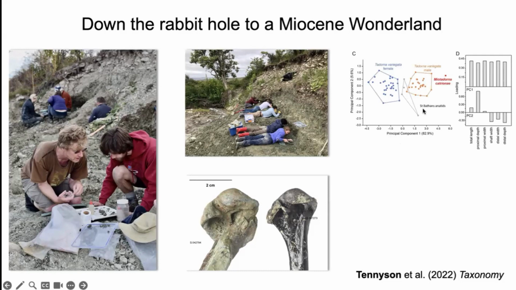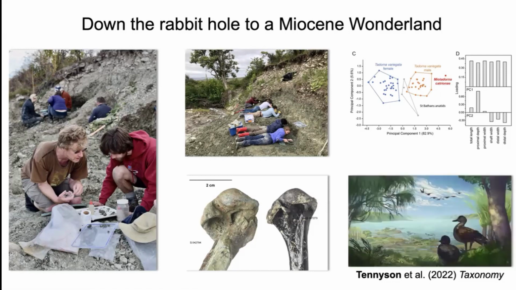And so when you do that comparison, what we can see is that Mytodorna catriona, that we ended up naming it after my mum, who inspired my love of natural history, and immortalizing my kid's grandmother as a giant fossil duck, much to the amusement of our family, falls right outside the range of the rest of the St. Bathans Mytodorna. So it's not sexual dimorphism like what you see between paradise shelduck males and females, and we've got very different proportions as well.